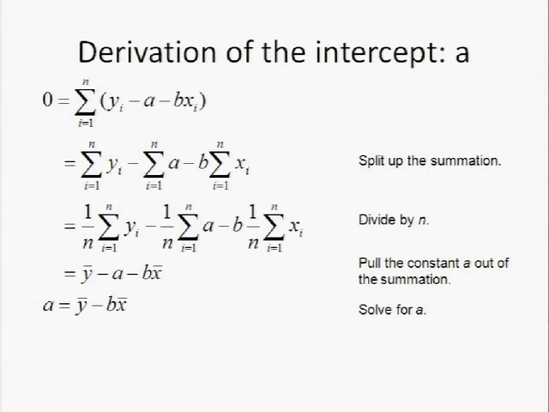And that just verifies that the equation always goes through the point of averages. So that's the derivation of the intercept a. All right, next slide. This is the harder one.